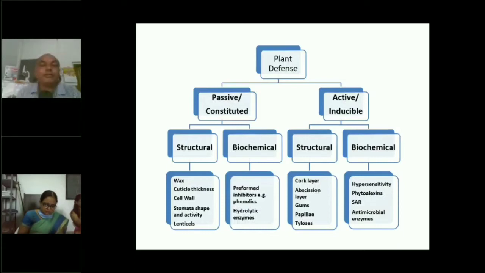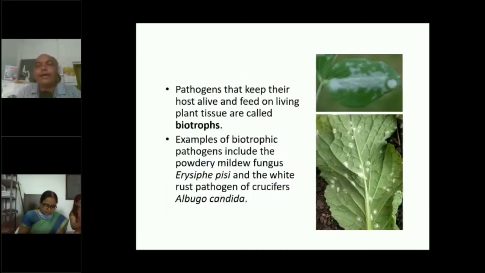Pathogens that keep their host alive and feed on living plant tissues are called biotrophs. The biotrophic fungi, for example, is Albugo candida. This is the Albugo candida. This is a biotroph.